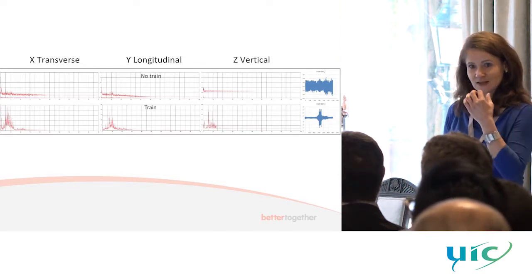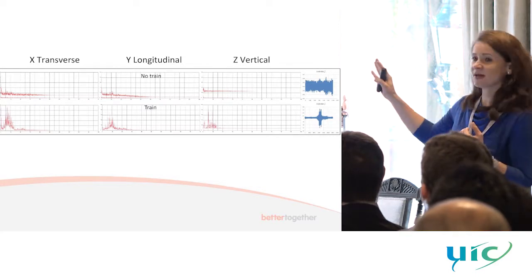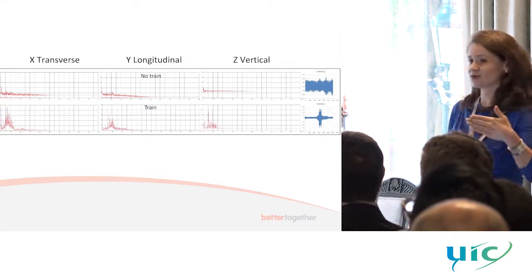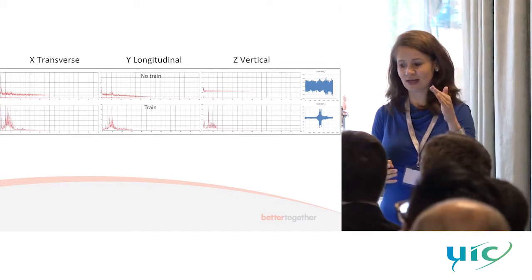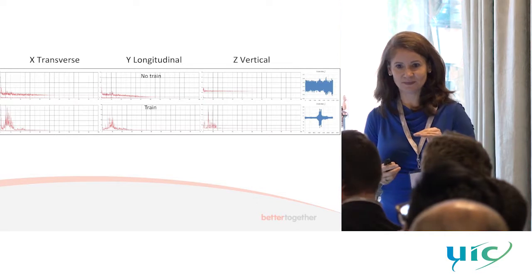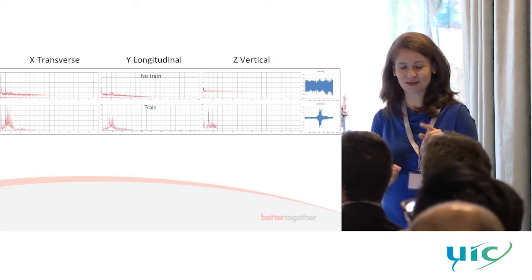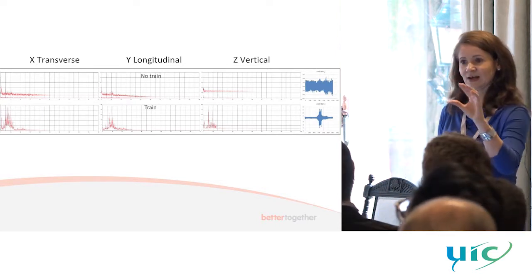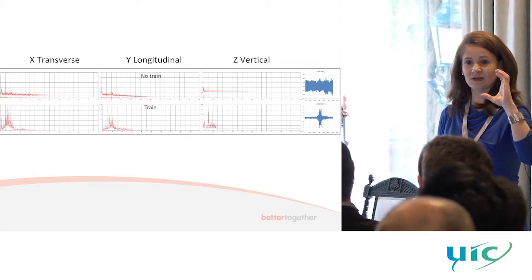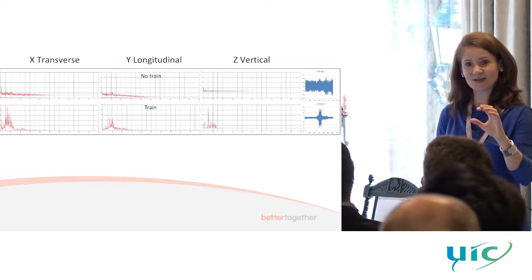These are two recordings, X, Y, Z direction. So X is transverse direction, Y is longitudinal, and Z is vertical. So we are looking at the frequency footprint in all three directions. The first three are for the signature of the bridge without any traffic, and the second ones are with traffic on.